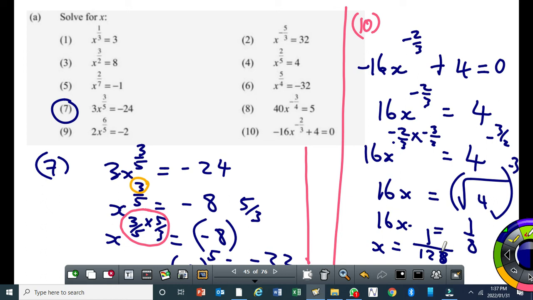Okay? Now you can test if the answer is right. Put x equal to 1 over 128 here and simplify it, you'll see.